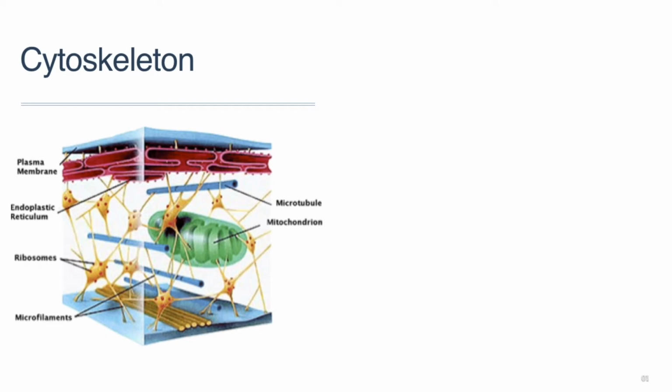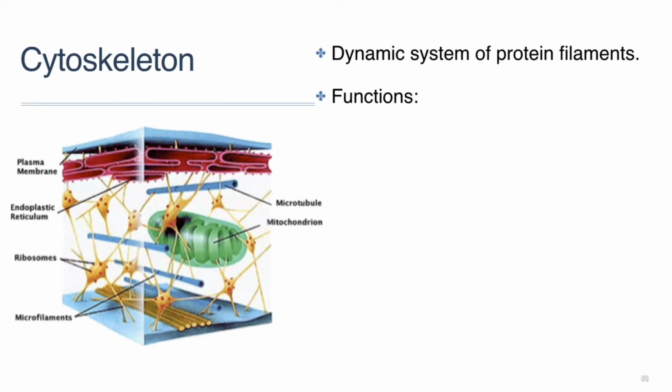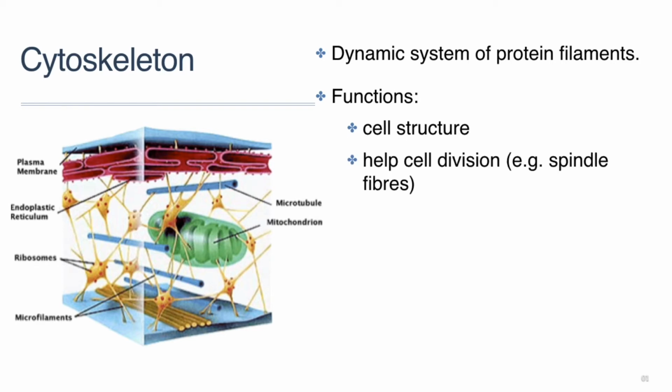And all of these organelles are not simply floating freely within the cell. Instead, they are anchored down and held in place by a dynamic system of protein filaments that make up the cytoskeleton. The cytoskeleton gives the cell structure. It also helps during cell division. For example, spindle fibers are part of the cytoskeleton.